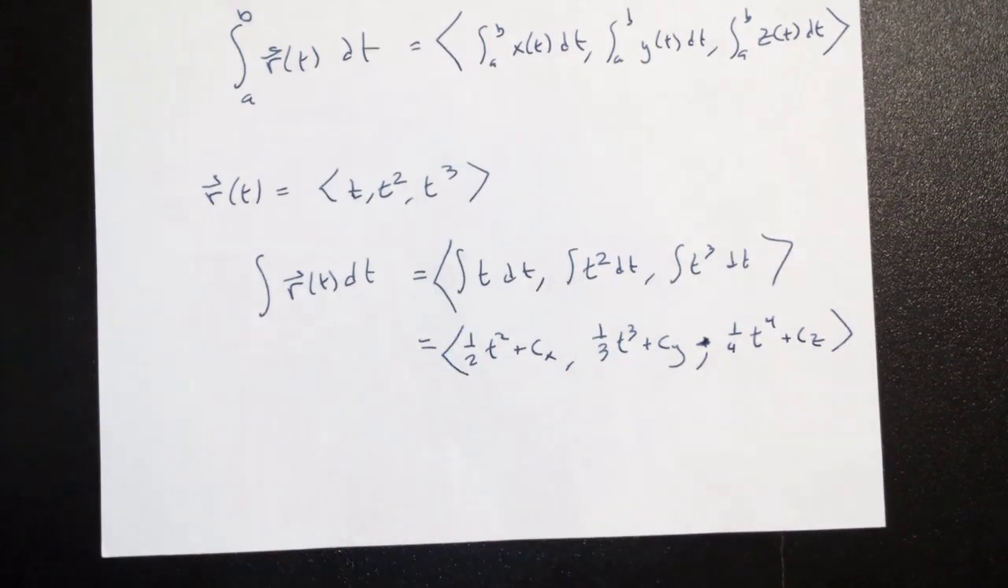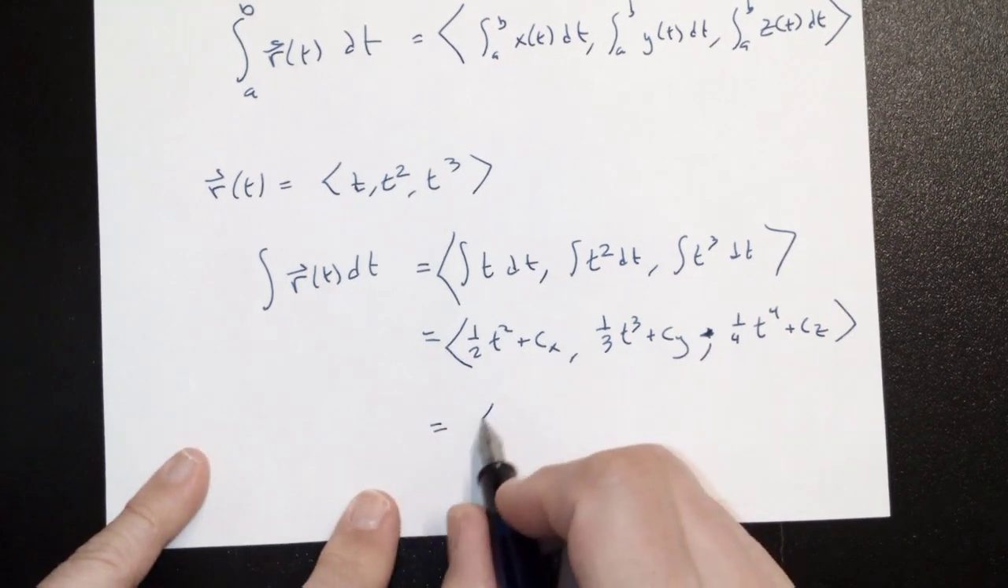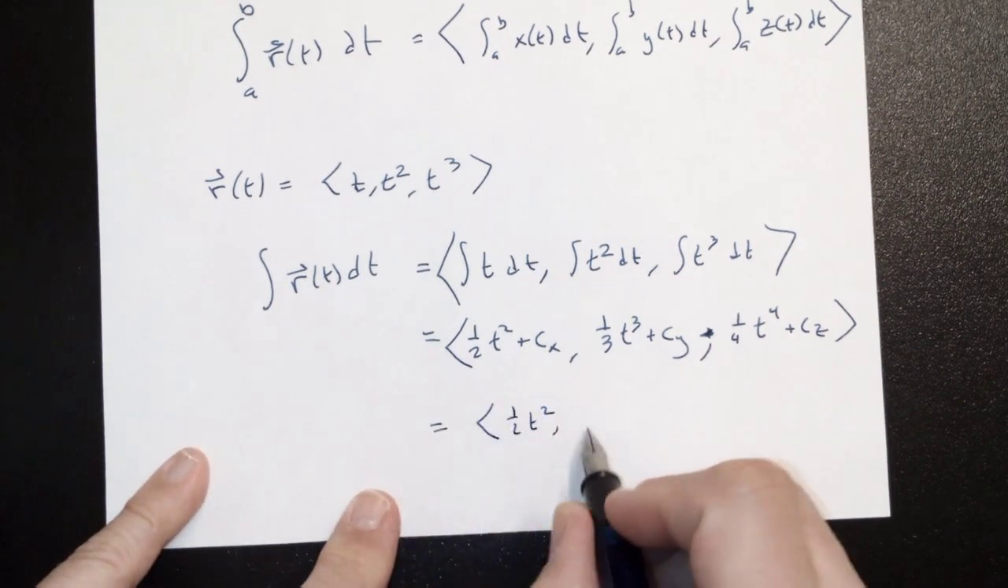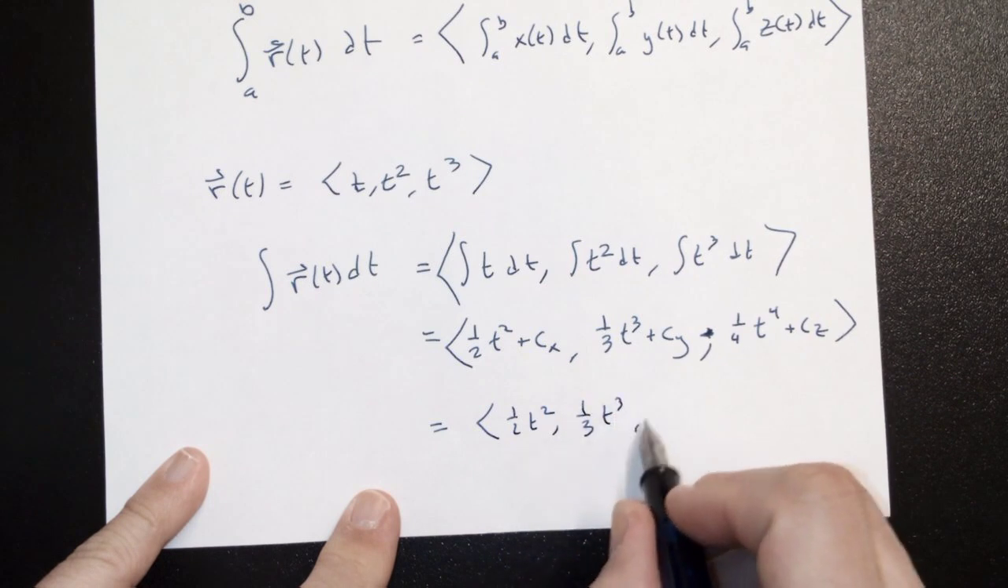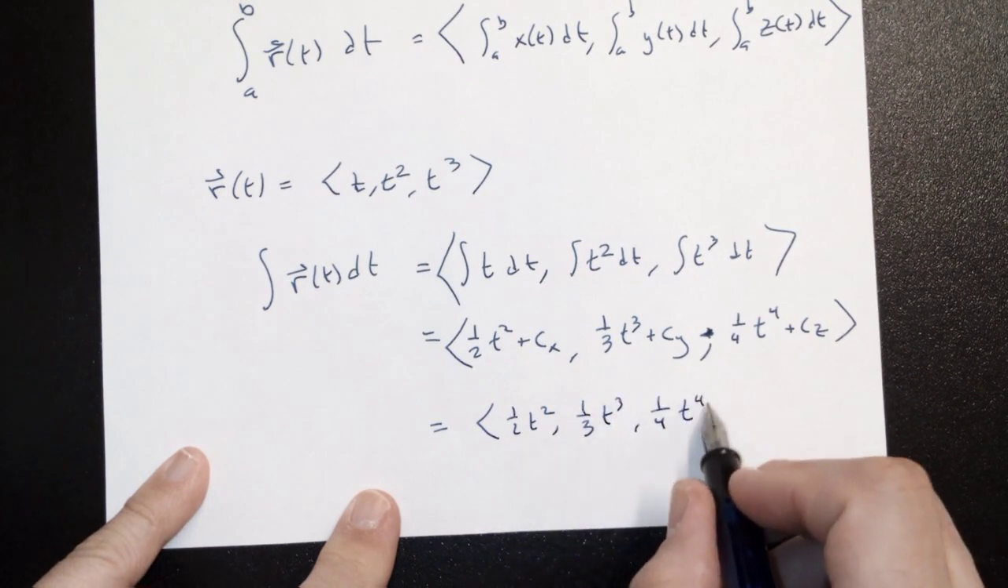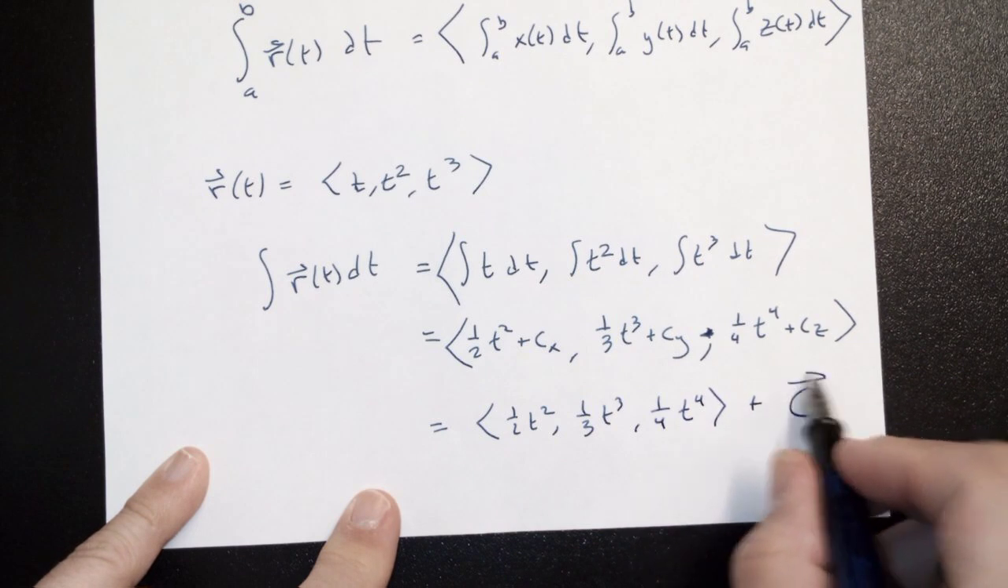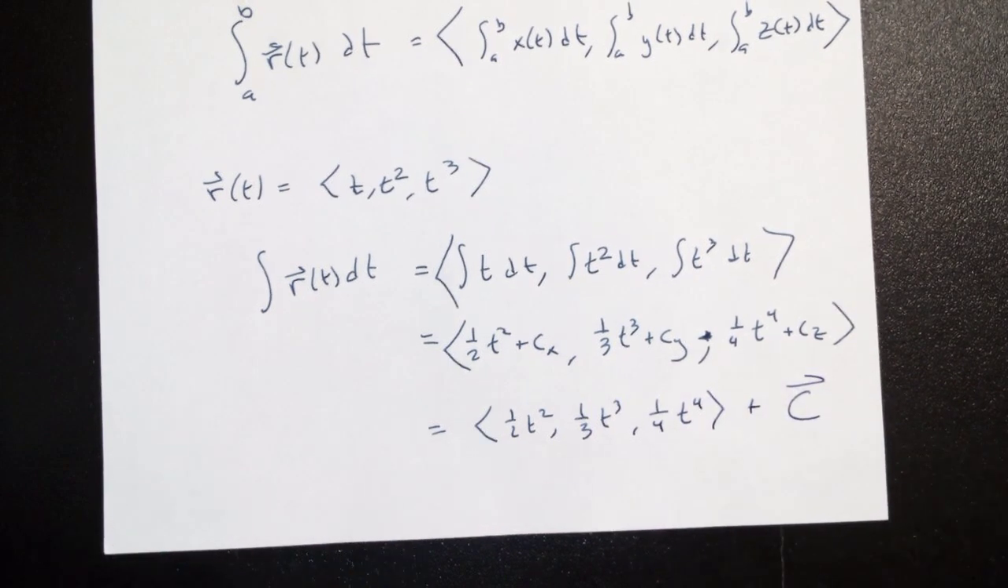See how I got a constant that goes with the x part, and a constant that goes with the y part, and a constant that goes with the z part? That means I end up with another vector plus c.